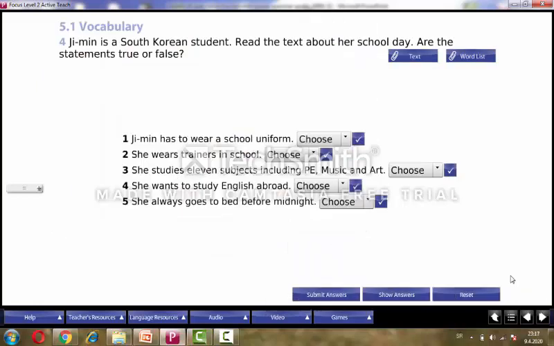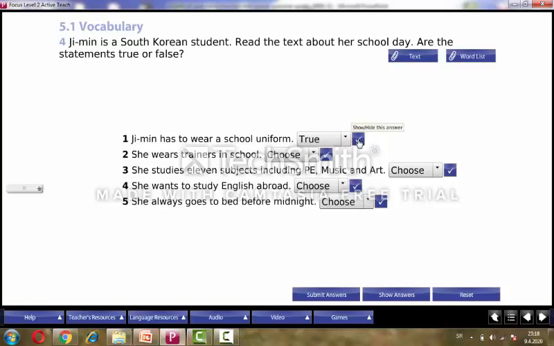Okay, if you need to read the text one more time, do it. And after you've done it, we can work on some true or false sentences. So, let's see. The first sentence, page 61, exercise 4. It says, Jimin has to wear a school uniform. What do you think? Is it true or false? Yes, it's true. Wearing uniforms is compulsory in her school.